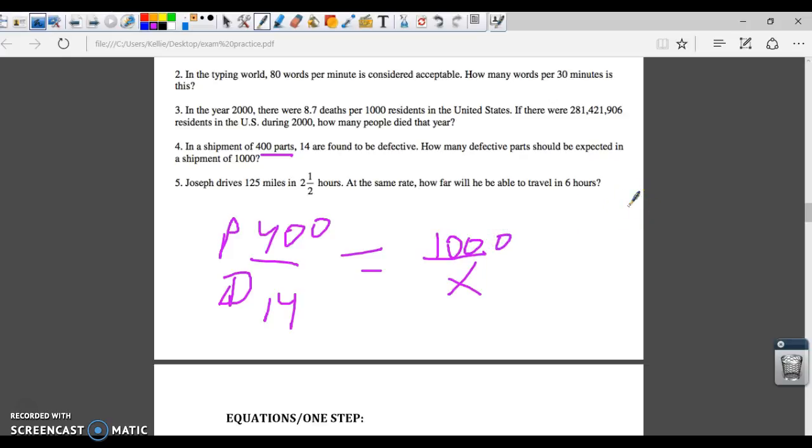Well, this one is easier than the one with the deaths. Numbers are lower. So 14 times the 1,000, divide that by your 400. In this case, X equals 35. So, how many defective parts should be expected in a shipment of 1,000? 35.